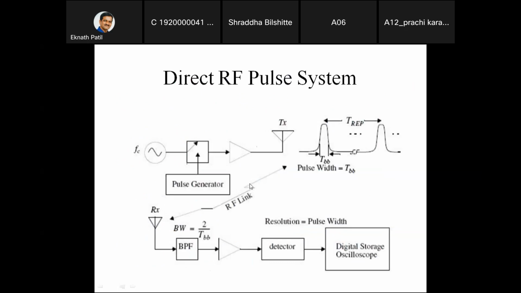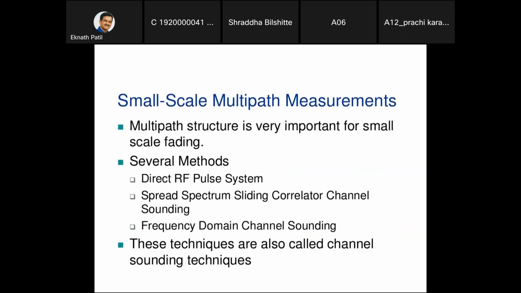So the direct pulse system gives this particular diagram, that is the pulse generator. Fc is equal to pulse generator is given, and that is nothing but the impulse response of that, and the outputs of the transmitter are there. Pulses go to the receiver side. BPF, that is the band pass filter, is there, and bandwidth is 1 by 2 by 2 TBV. Resolution is equal to pulse width, detector and the digital oscilloscope, where we are going to measure this particular pulse. So direct RF pulse system for what? Small scale multipath measurements.